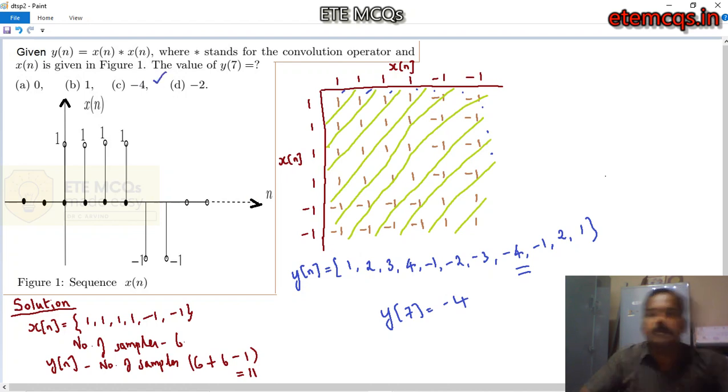Similar problems you can solve in this manner. Once you make use of the tabulation method, you will be able to find the result of convolution in the shortest possible time. After you determine the overall convolved result, you can just trace the respective values that are being asked. So y of 7 is minus 4. Option C is correct.